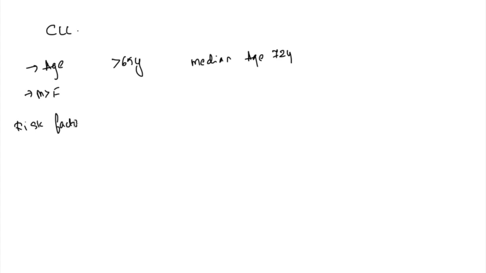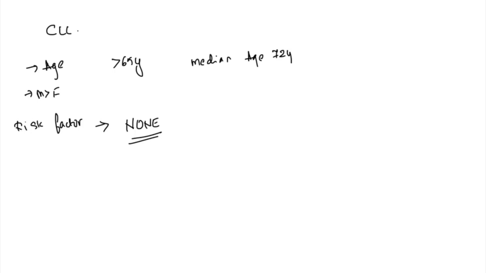So age group, correct? Here it is more than 65 years. Okay, so old people, and median age is around 72 years. Then sex predilection, again more males than females. Like other blood malignancies, we have studied the risk factors, environmental risk factors and hematological risk factors. Luckily, there are none for CLL.